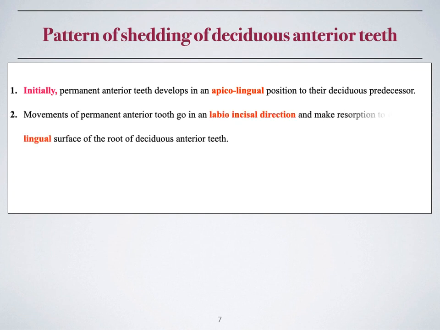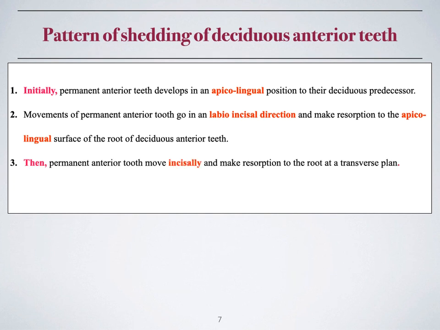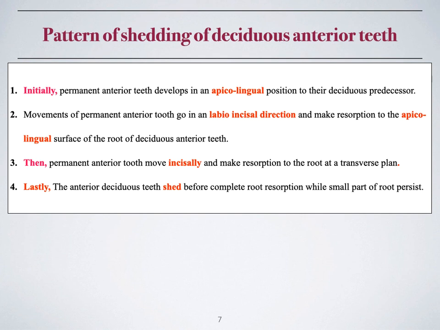Movement of permanent anterior teeth goes in a labioincisal direction and they resorb the apicolingual surface of the root of deciduous anterior teeth. Then permanent anterior teeth move incisally and resorb the root in a transverse plane. Lastly, the anterior deciduous teeth shed before complete root resorption, while a small part of the root persists.